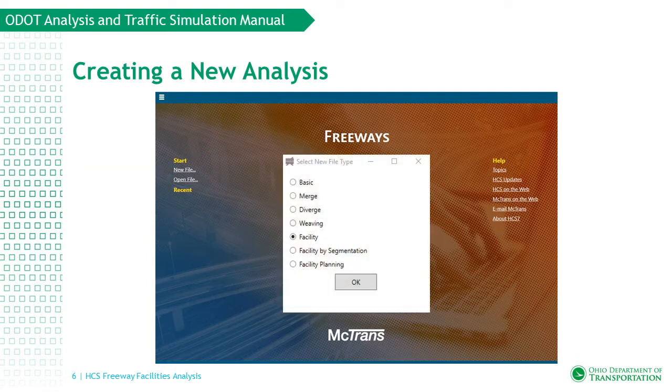After clicking on New File, this box will pop up. This is where the analyst is given the option to analyze the freeway elements individually through basic, merge, diverge, or weaving segments, or through the Freeway Facility module. For ODOT projects, facility or facility by segmentation should be selected. This training video will focus on using facility to build the network. For guidance on using facility by segmentation, please refer to the HCS user guide.